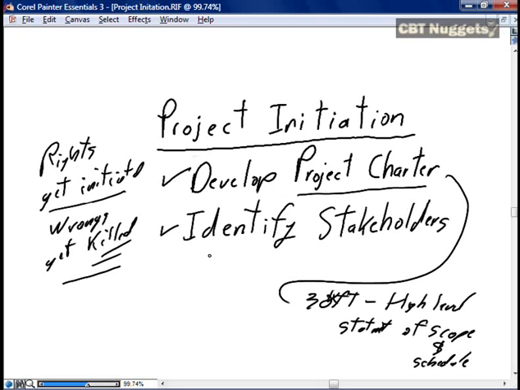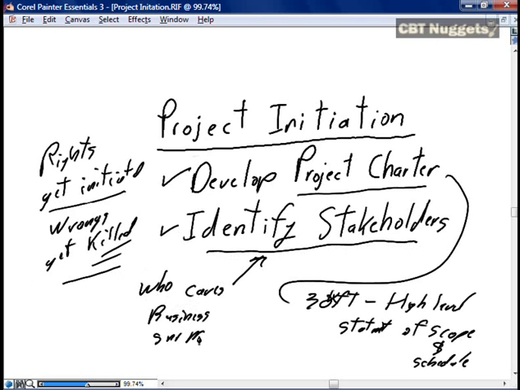The other key aspect to project initiation, and this is new in this release of the PMBOK guide, is the identification of the stakeholders. Who cares about the project? Who are the key stakeholders? From the business, from senior management, from our competitors, from our suppliers, from our customers. Who are the people that our organization interacts with that are going to influence the direction of the project?